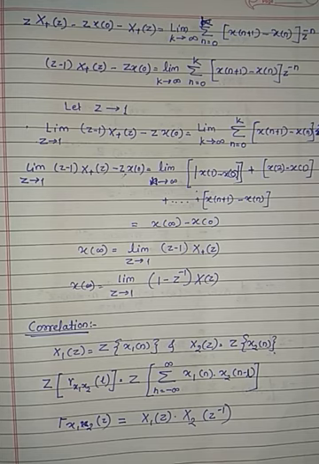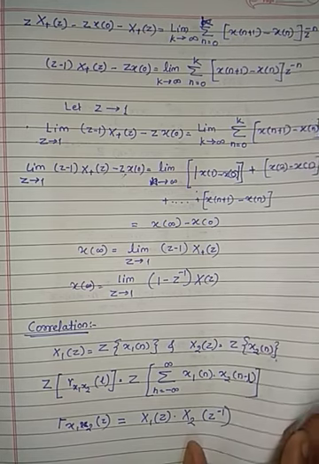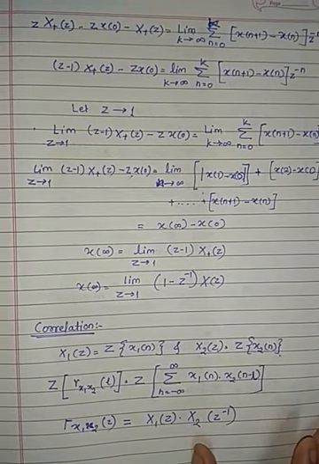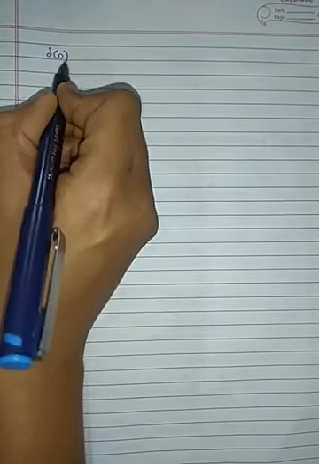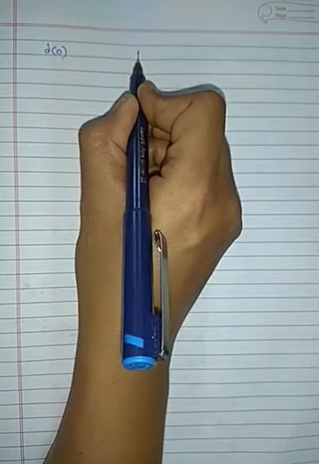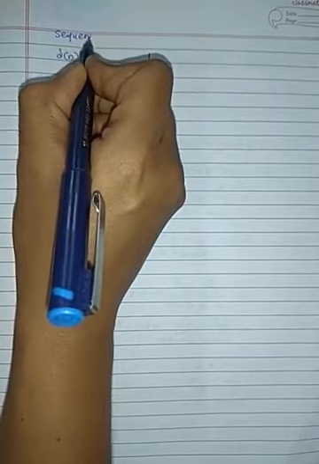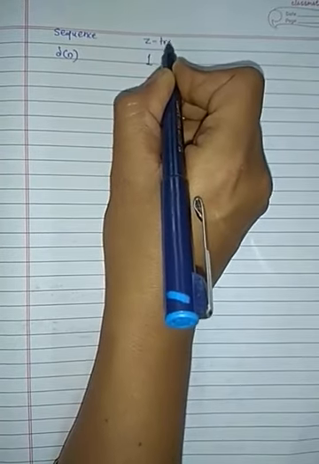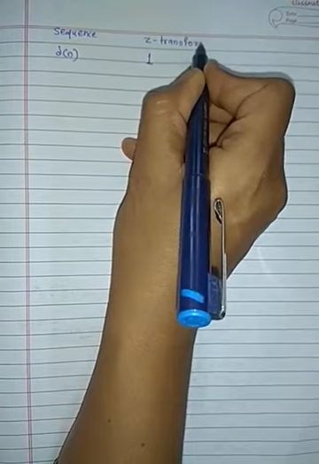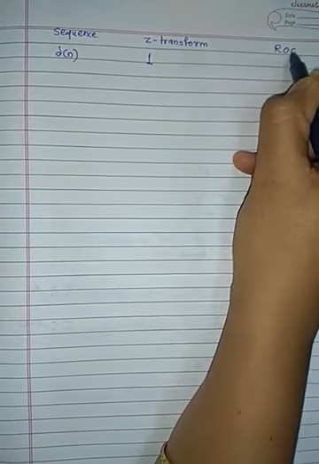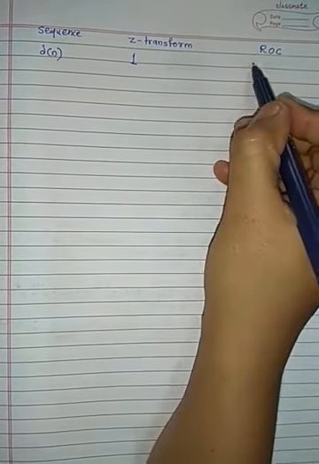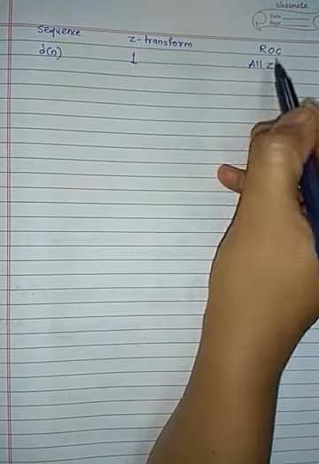Okay, now we will see some common Z transform pairs here. So what are some common Z transform pairs? Okay, if the sequence is delta n, then the Z transform is given as 1. Okay, so this is the sequence here and this is the Z transform of the provided sequence. Okay, and what will be the ROC, region of convergence? For delta n, the region of convergence is all Z values.